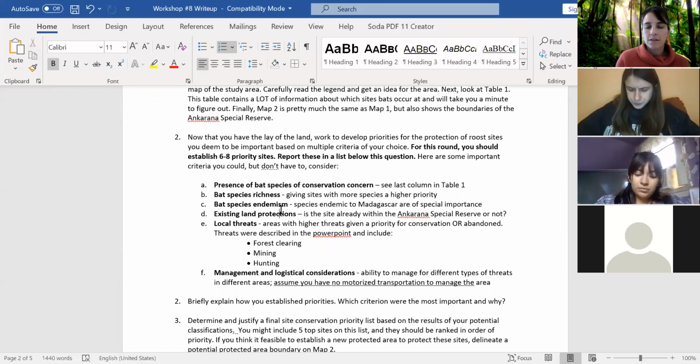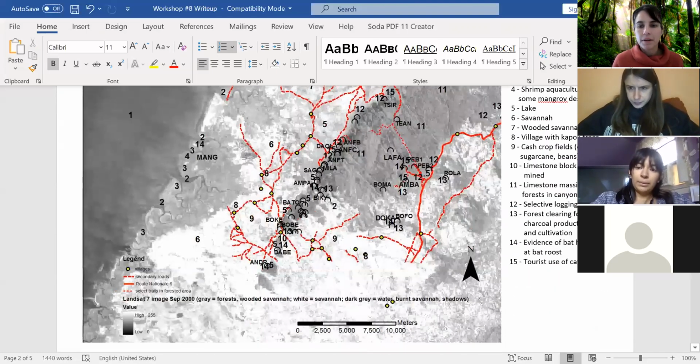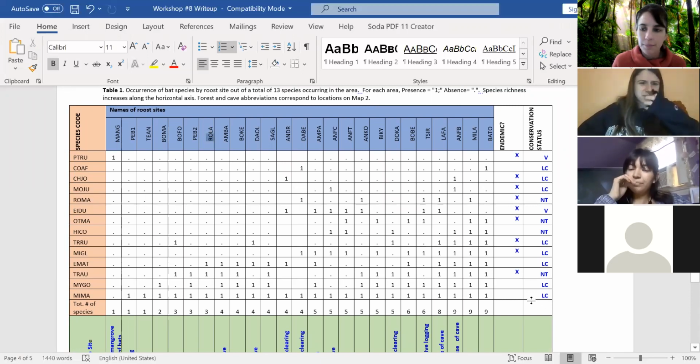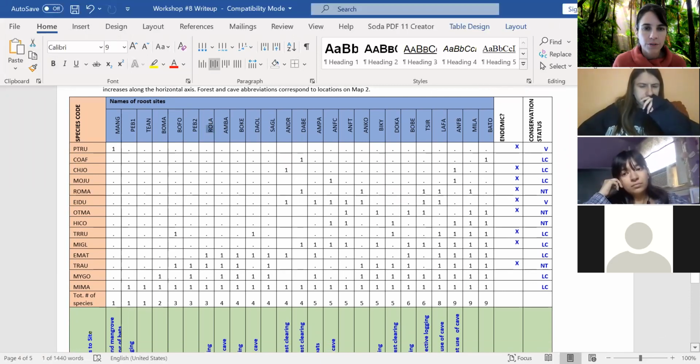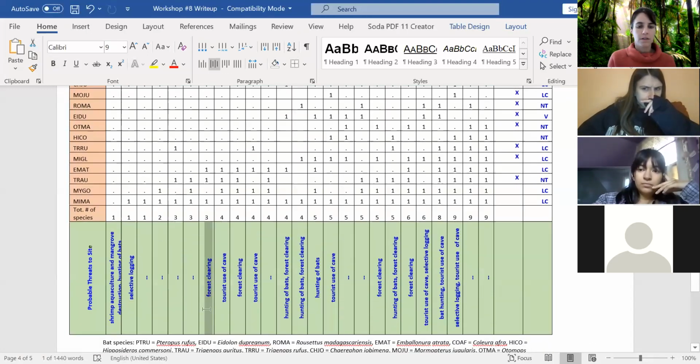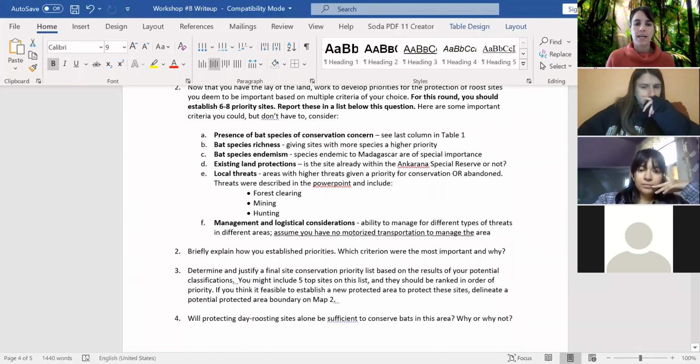Local threats. So again, you can get the local threats from the map. Like you see this one here is Rolla, right by number 13, which says forest clearing. But that information is also repeated down here, like Rolla is in the table. And when you scroll down to the bottom, it says forest clearing, right? So just learn how to use the map and that table, which is a lot of data, right?